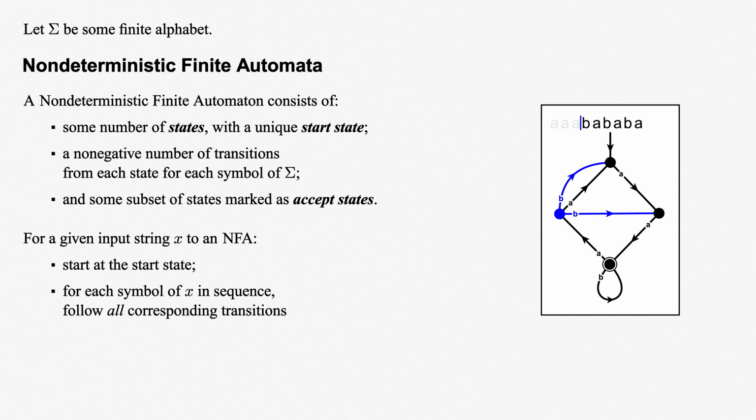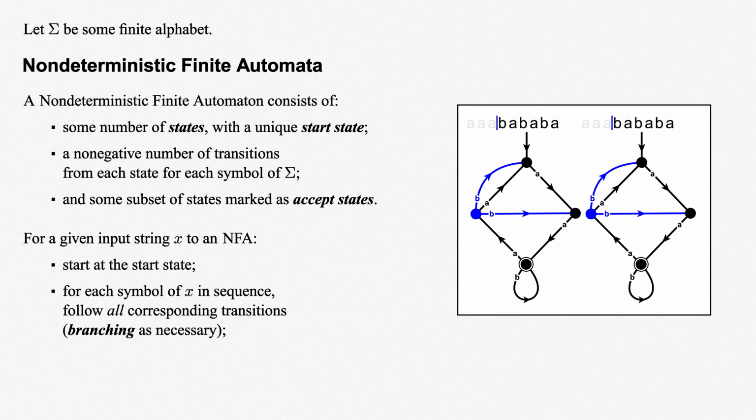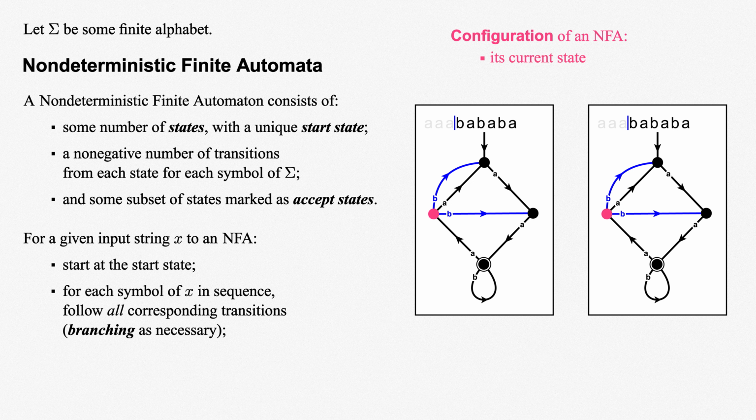If there are multiple transitions from our current state matching that symbol, we need to consider all possible results. We can do this by branching our computation. We can think of this as cloning snapshots of our NFA's configuration, its current state and the string remaining to be read, and having each branch follow a different transition. In our example, we have two transitions for the B, so we split into two branches, one following one transition and one following the other. The next A moves each of these branches clockwise around the states.